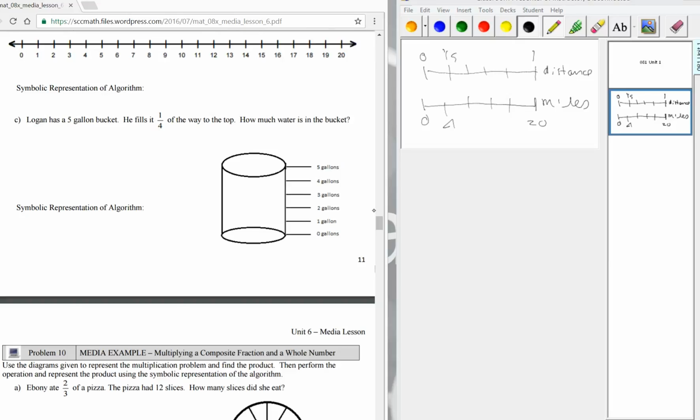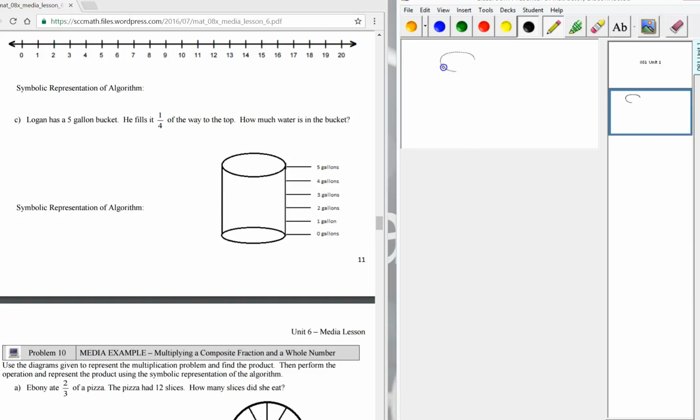You can have them draw directly on this diagram. Logan has a 5-gallon bucket. He fills it 1/4 of the way to the top. How much water is in the bucket? Here's the bucket. Well, 1/4 of the way is splitting this into 4 equal pieces. That's right here. How does that map to the number of gallons over here?